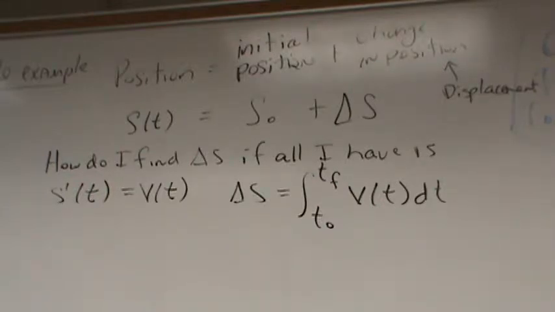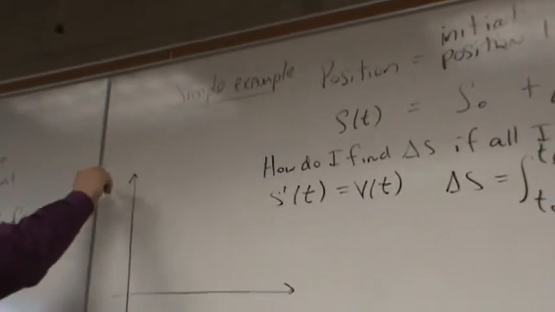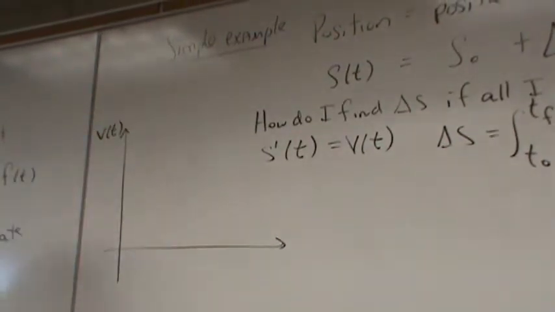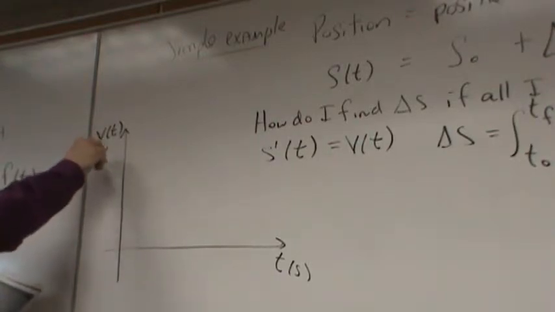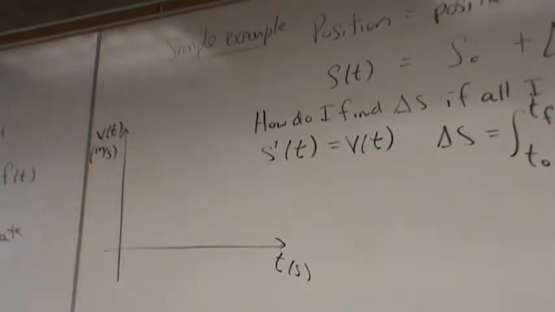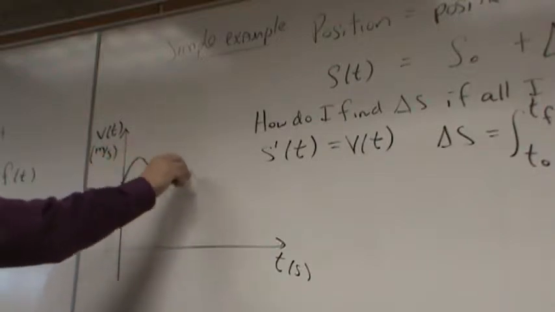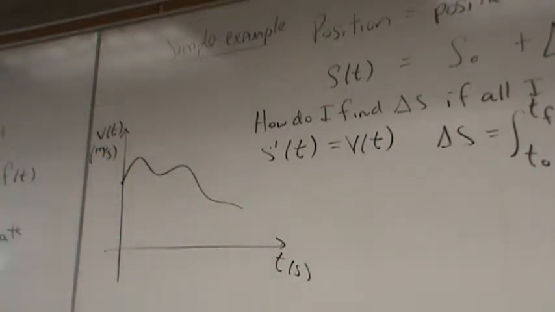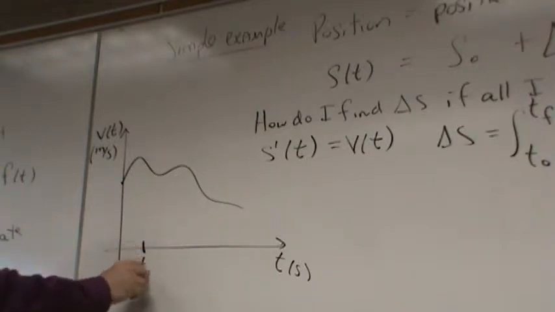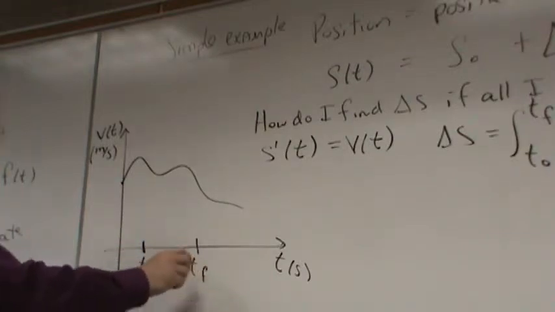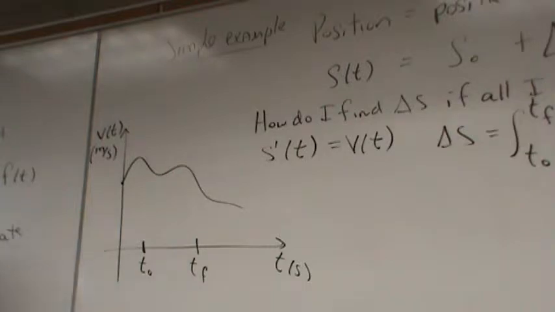Let me show you this graphically, as a reminder of what we've been doing. Imagine I have a graph of v of t, where this is t in seconds and this is v of t, let's say meters per second. I don't care about the scaling of the y coordinate. Let's say my velocity versus time graph looks like that. I'm interested in knowing how far I went from the initial time to the final time. What distance did I go?